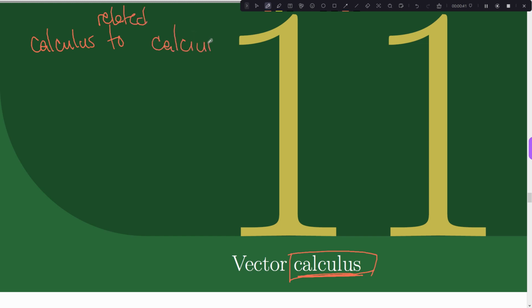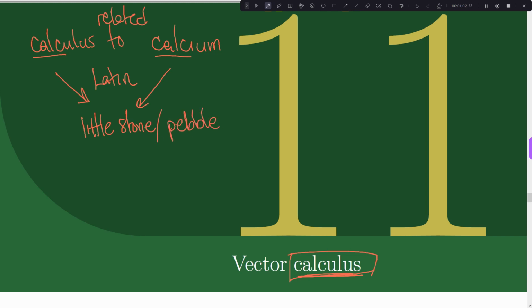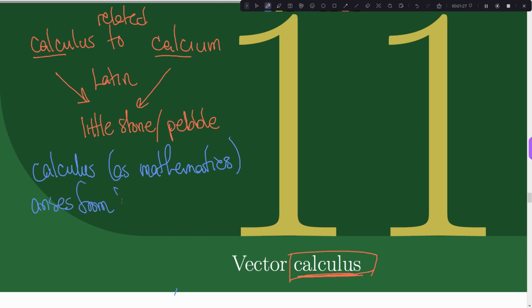calcium, same root, calc. I mean, I'm sure you've heard calculator as well. But actually the root is Latin in origin for either little stone or pebble. As you can imagine, calcium is very common in a lot of little stones and pebbles as an element. But calculus, how does that relate to little stone or pebble? In fact, calculus, as mathematics, arises from the use of the abacus.